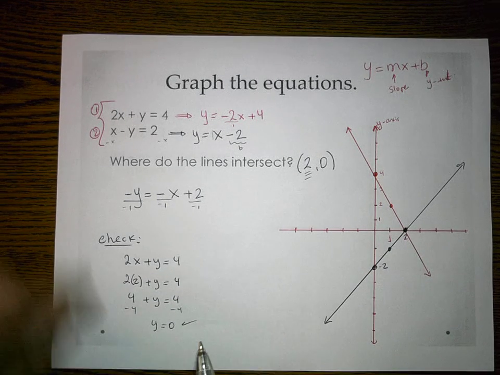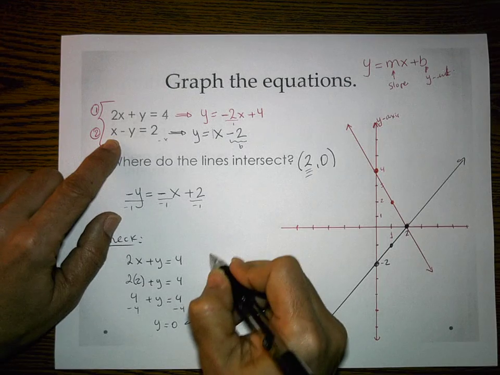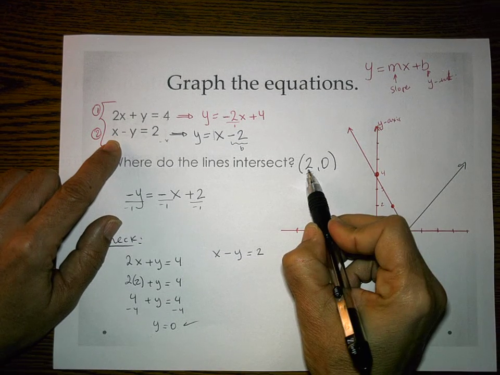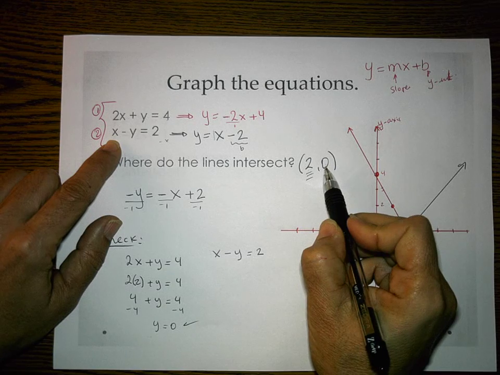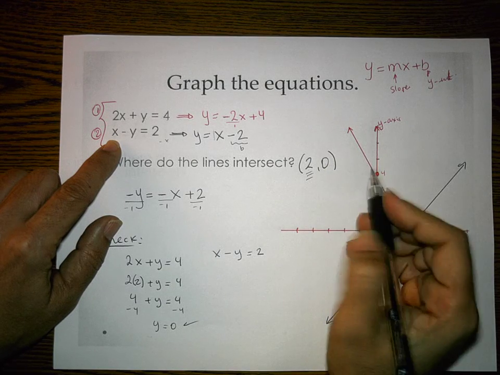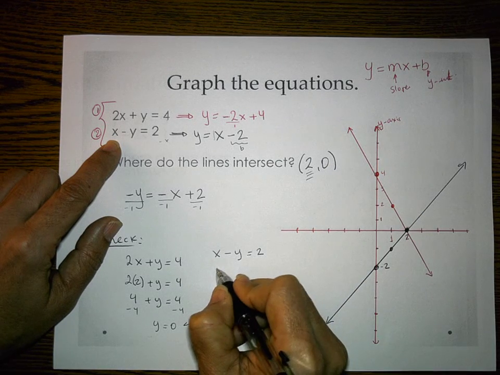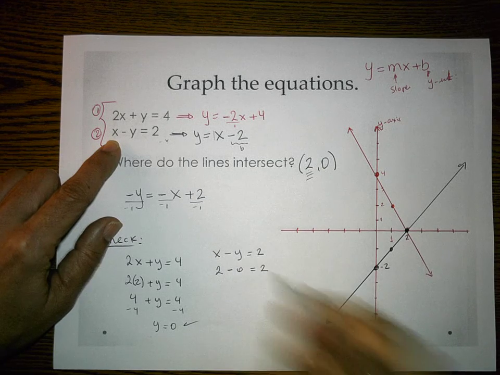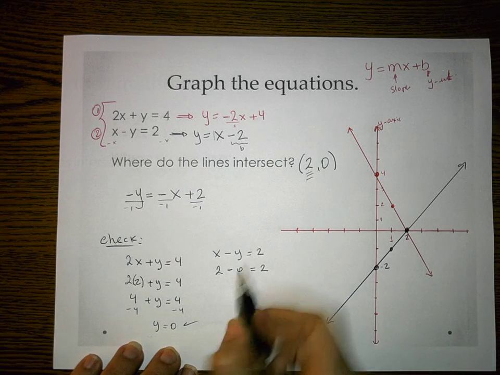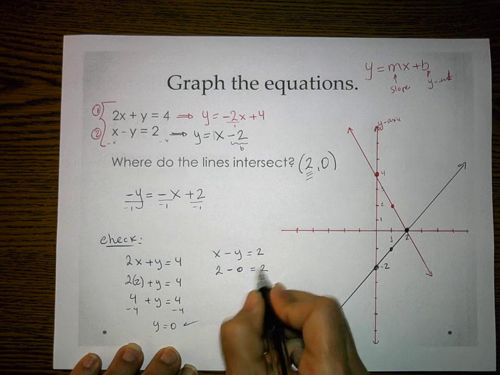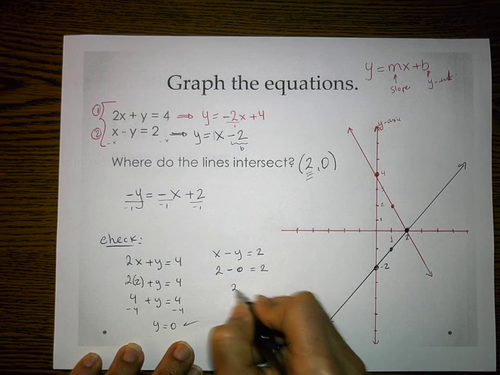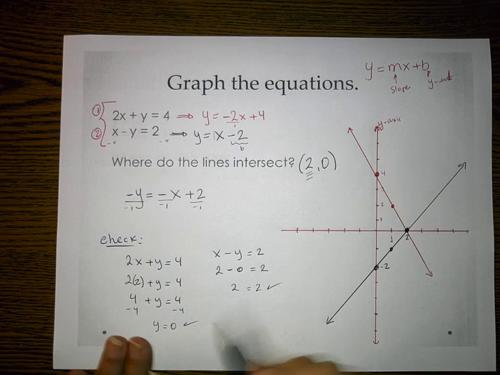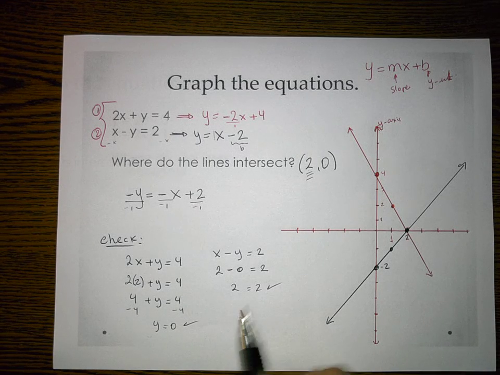If I do exactly the same thing to the other line, x minus y equals 2. Plug in a 2 for x, and you can even plug in a 0 for y, and it will work. Okay? So if I plug in a 2 for x and a 0 for y, does that give me a true statement? Does 2 minus 0, x minus y, equal 2? Yes, it does. 2 equals 2 is a true statement. So as you can see, there are many strategies for you to be able to check to see if your points are correct.